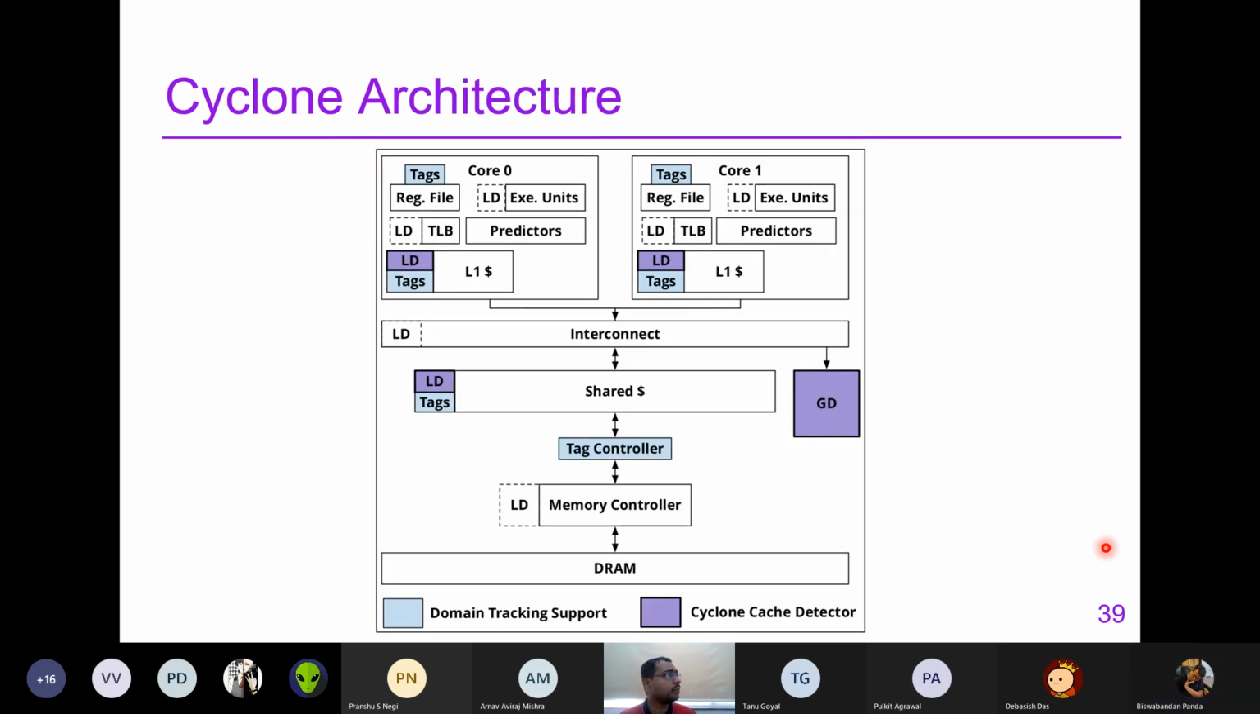Okay. In the architecture, they have added extra storage structures at the register level and also at the cache level. These are not the regular cache IDs. These are the tags which are storing the domain security ID. LD is the local detector, which keeps track of how many local interference events are occurring, and GD is the global detector.